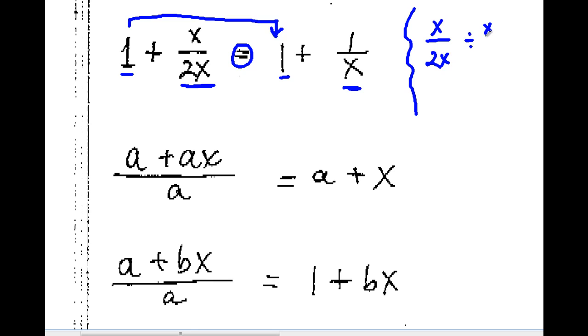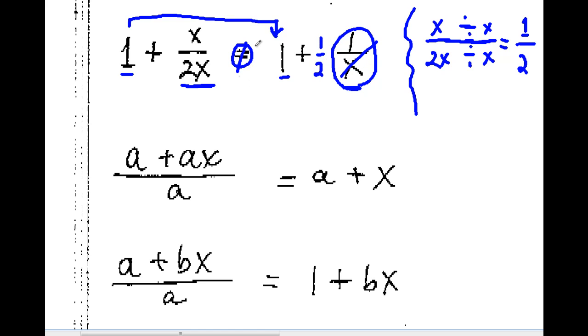If we were to simplify x over 2x, we divide x on top, and divide x on the bottom. Let's write it this way. We should have 1 over 2, not 1 over x. So 2x divided by x, it's not 1 over x. So this is why this is not equal. This should be 1 over 2 to make it equal.